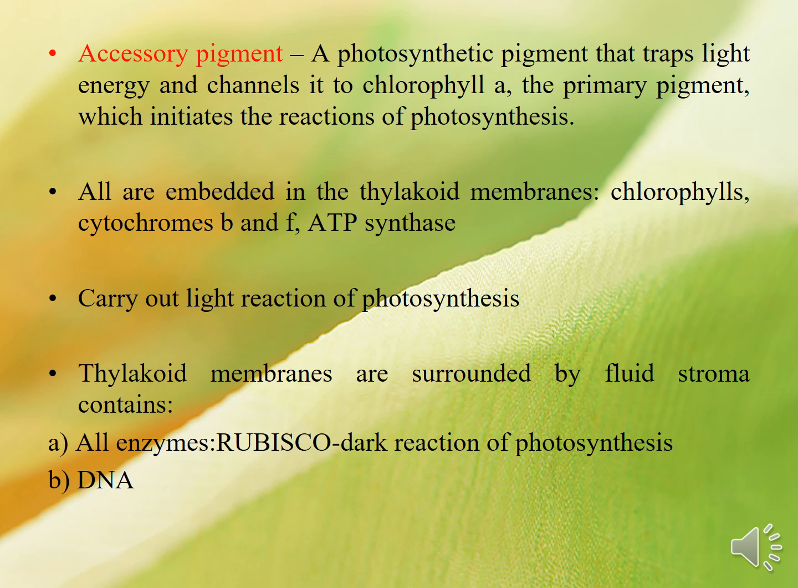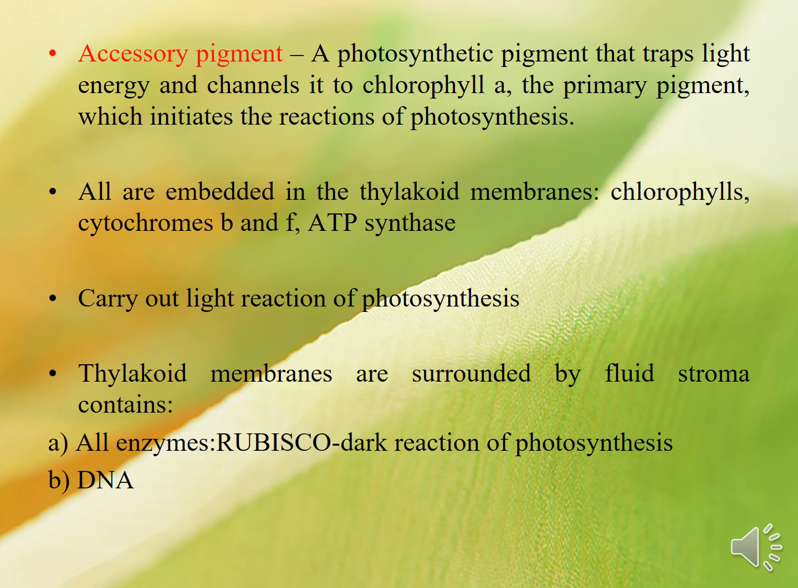Alright, so for the accessory pigment, as I told you just now, not only do they have the primary pigment. You need to always remember all plants have one type of primary pigment, which is chlorophyll A. However, different species of plants may have different accessory pigments, which are all the pigments except chlorophyll A. So that means chlorophyll B, C, D, or the carotenoid or the fucoxanthin, all of these we call accessory pigments.